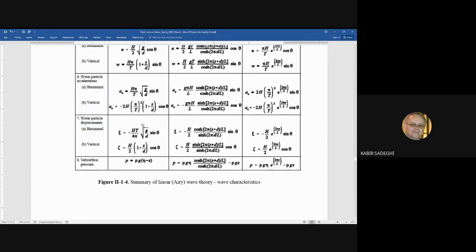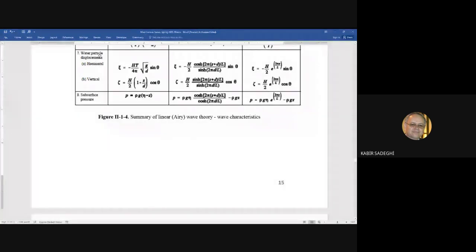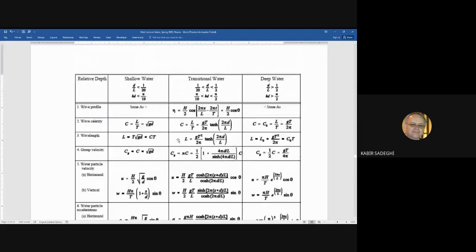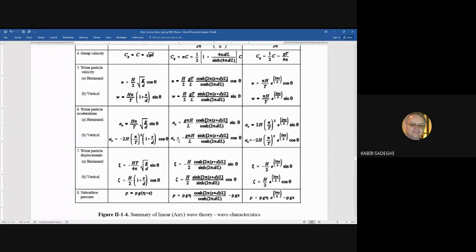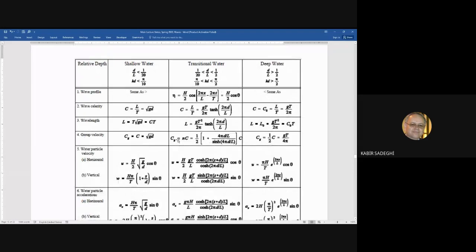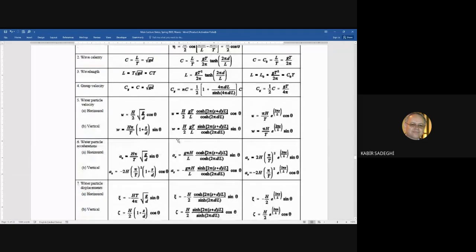And then for water particle displacement, horizontal and vertical, we have formulas. Surface pressure, that formula. Therefore, for general estimation, for general application, you may apply Airy if you accept plus or minus 5% approximation. Therefore, a summary of linear Airy wave theory and wave characteristics is given here. You can use this as a reference for calculation of the parameters. I hope you understood, you got the point.